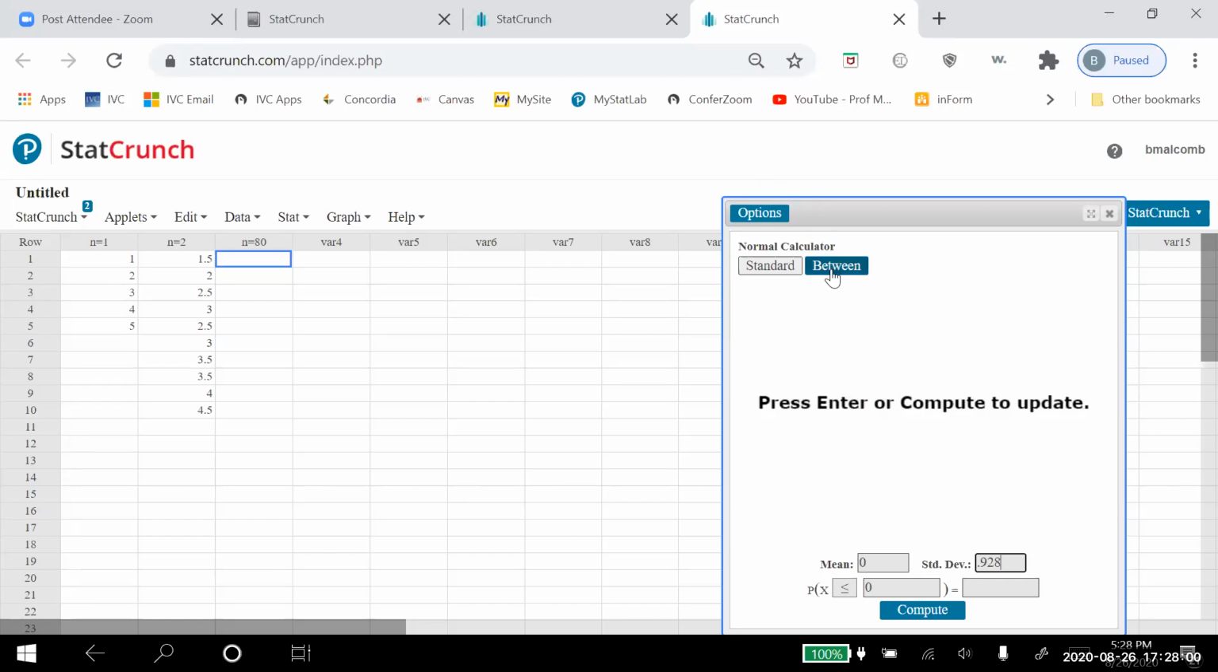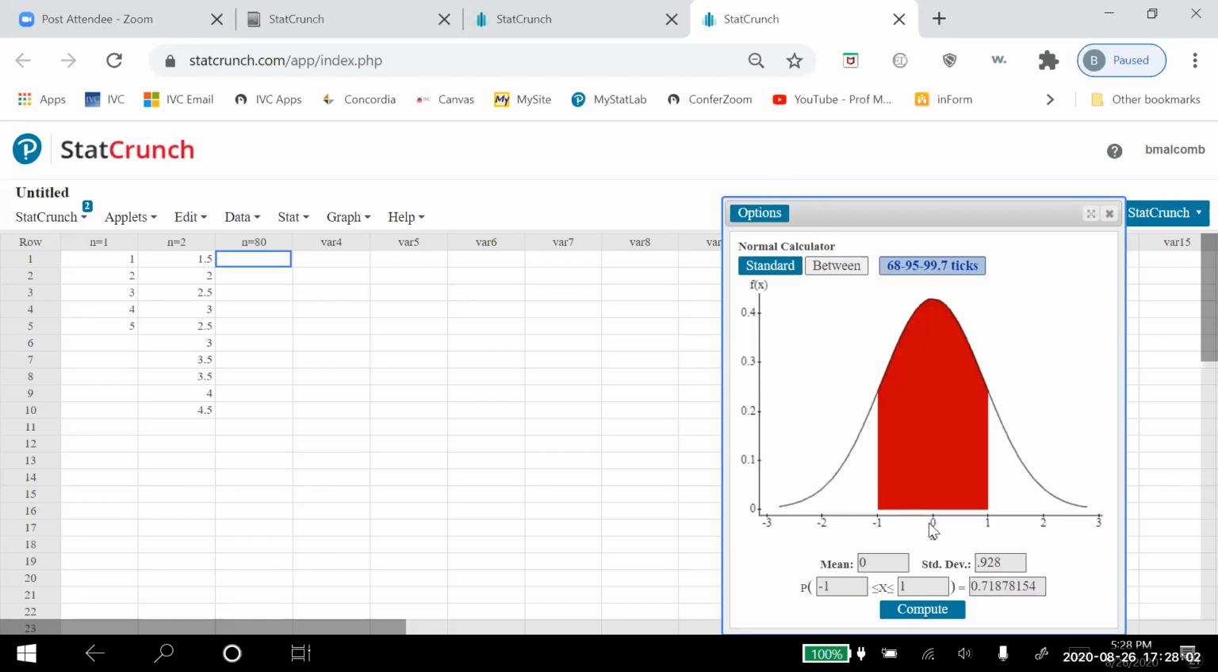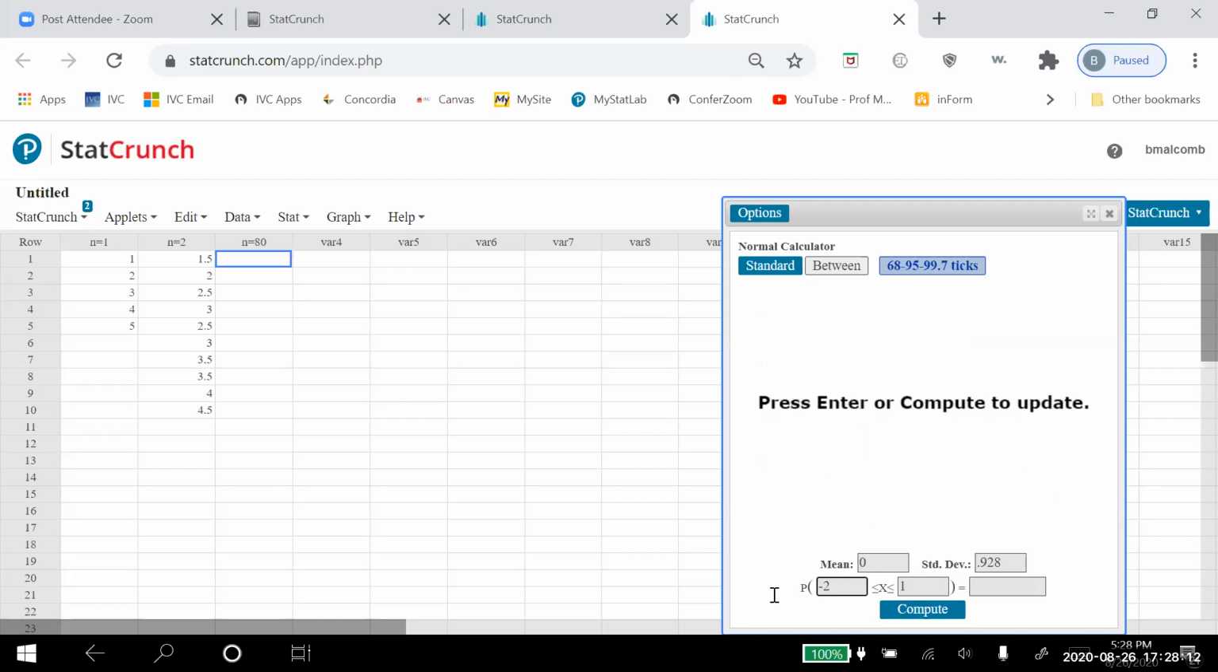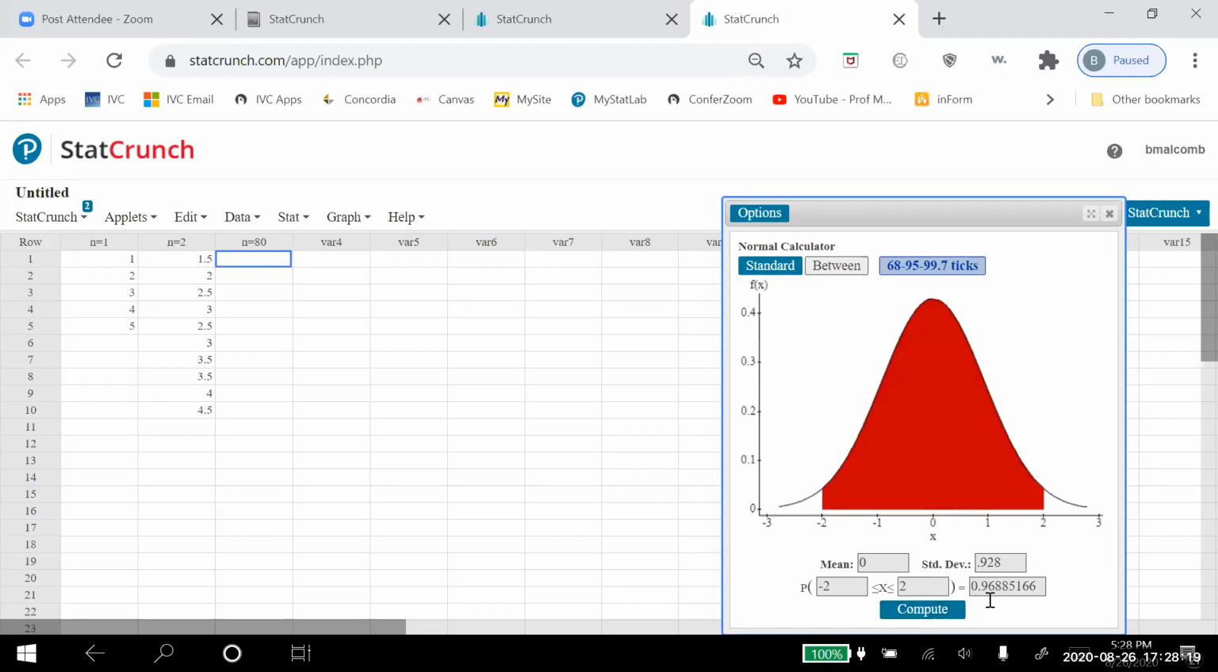Now, I'm going to say between 0 is easy to use because they said we want the sampling error to be within 2. Well, if I was centered at 0, that means I'm going to go between -2 and +2. Now when I compute it, that's the probability, 0.69885. We'll call it 0.969.